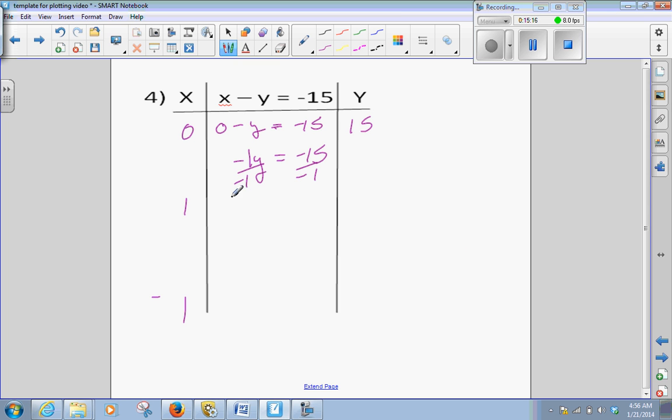Now instead of x minus y, I'm going to do 1 minus y equal to negative 15. So to get this y isolated, I need to get rid of that 1 with a negative 1. So now I've got negative y is equal to negative 16. If I divide both sides by negative 1, like I did up here, y is equal to 16.